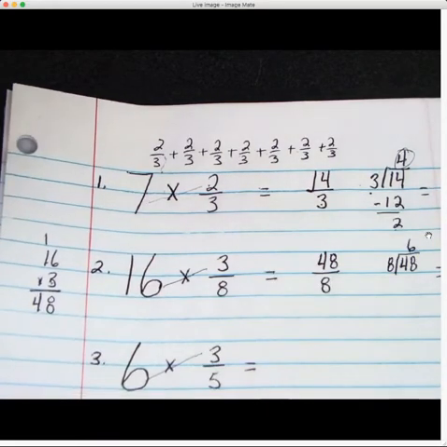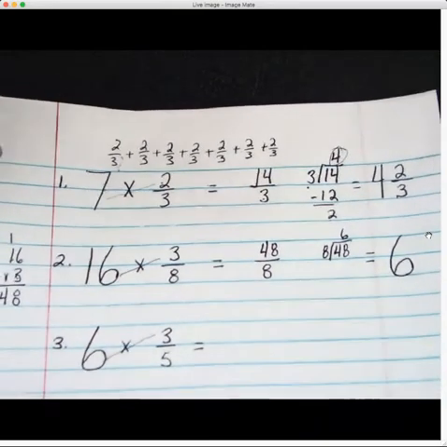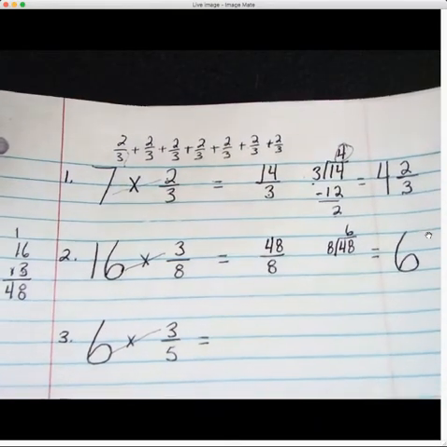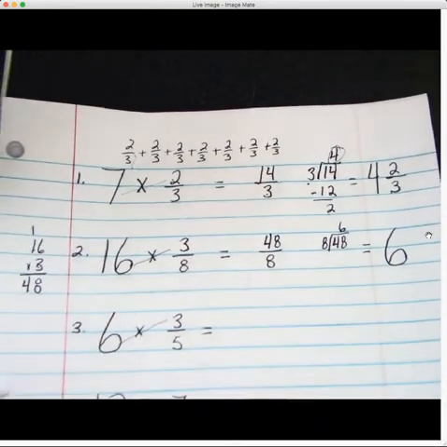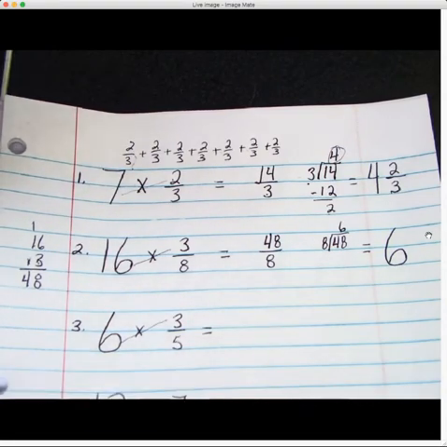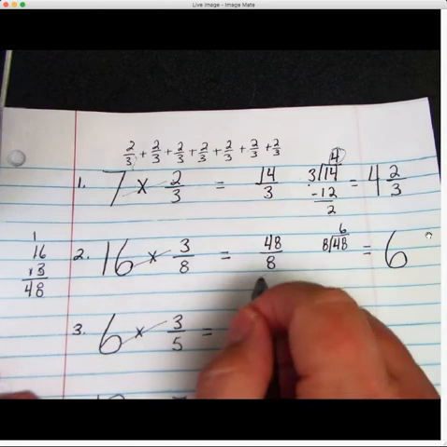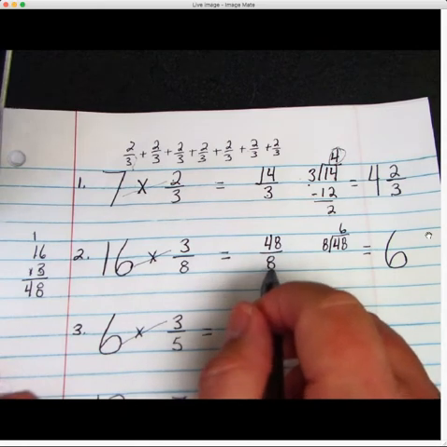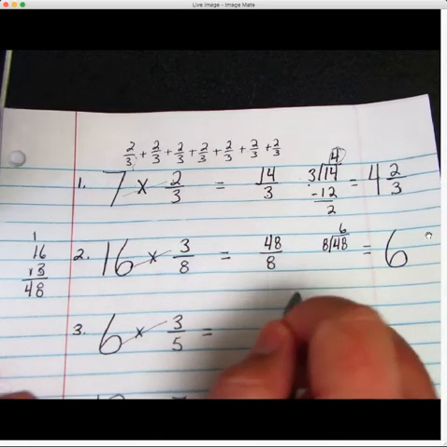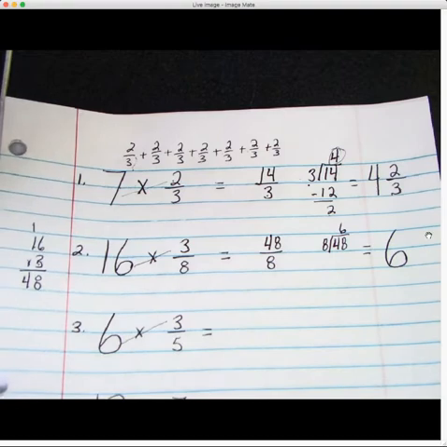16 times 3 eighths, sorry guys, 16 times 3 eighths is 6. So, see, it's nice to divide. If we'd have done that, decomposing it, we'd have had to go 8 eighths, 8 eighths, 8 eighths, 8 eighths, 8 eighths, 8 eighths. It'd take forever. So that's why I want you to divide it today. It's much easier, okay? All right.